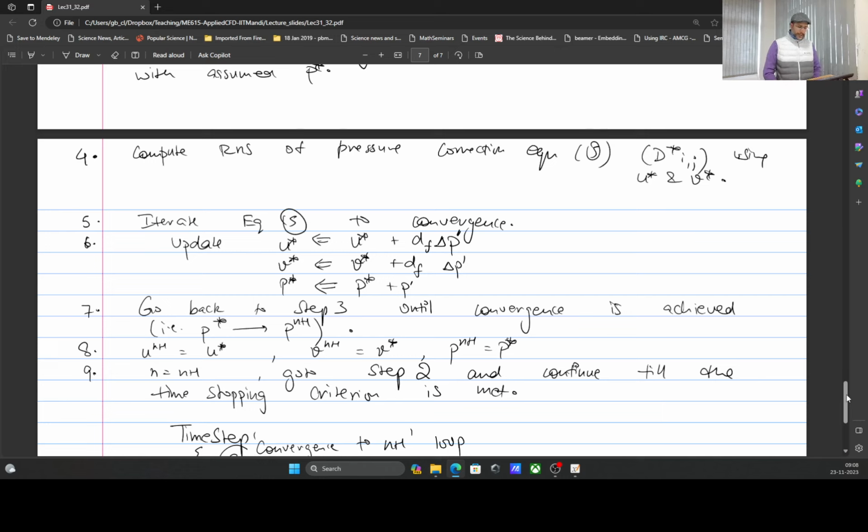Okay, so once P star approaches Pn plus 1, that means that we have converged one time step, and then we move to the next time step by repeating this whole process again for the next time step until we have some stopping criteria that is met. All right. So this is what we have discussed now. Are there any questions about this method?